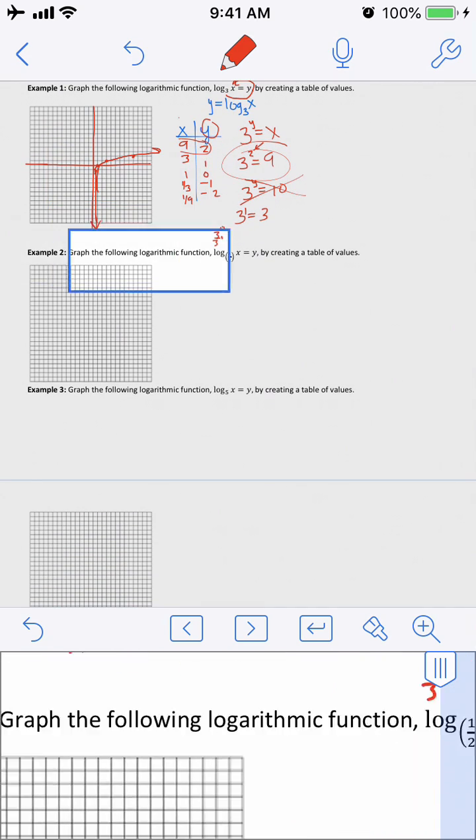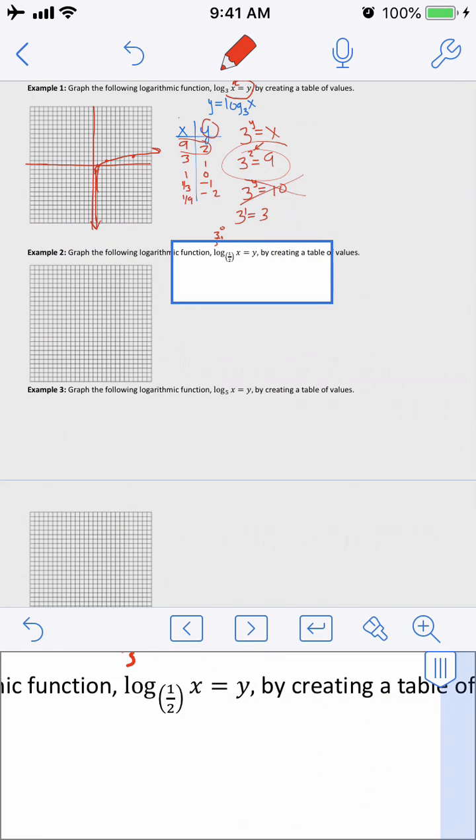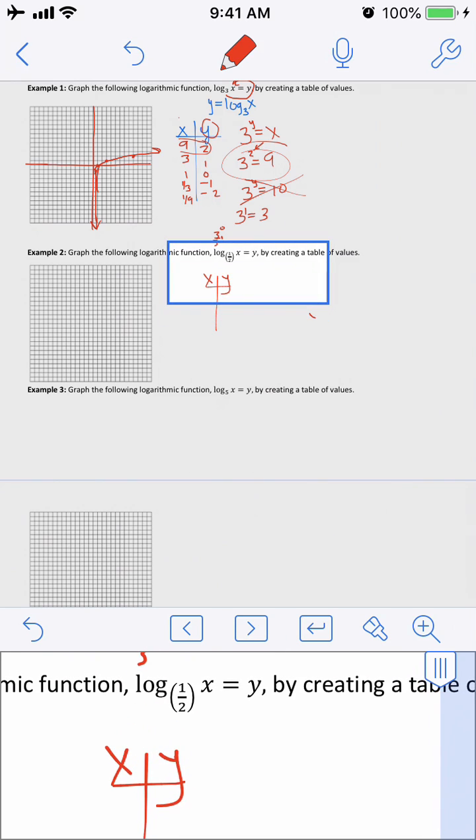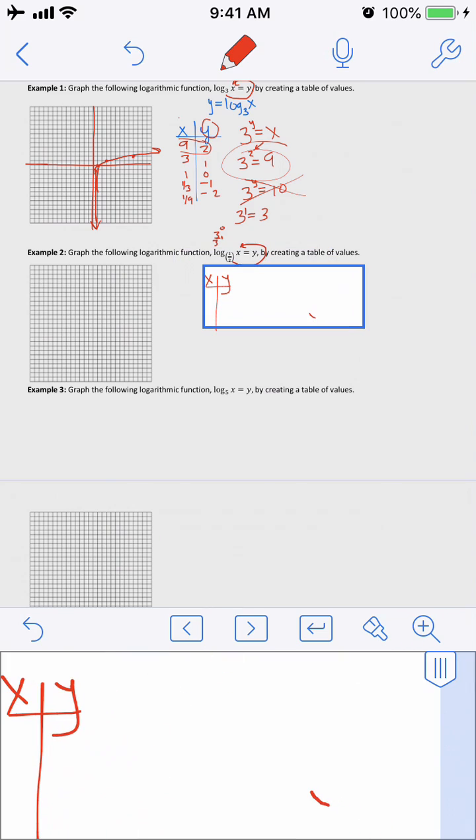Graph the following logarithmic function: log base 1/2 of x is equal to y. Creating a table of values. Okay, so let's just do it now. x, y. Let's convert this, because as it is, it's a little messy. Let's go around. 1/2 to the y is equal to x.